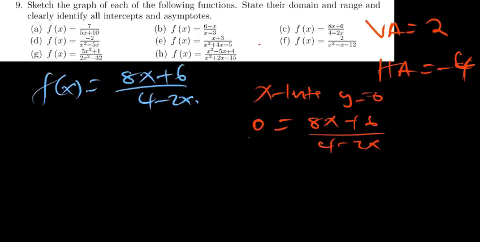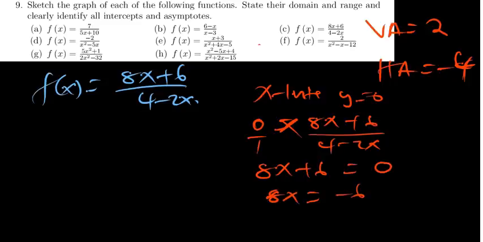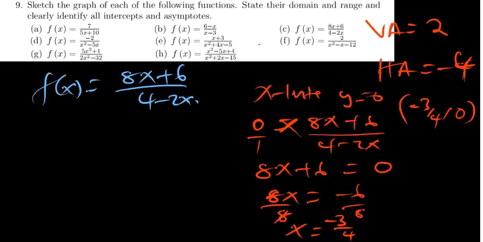I divide here by 1, then I cross multiply. Now from here I can see that I'm going to have 8x plus 6 is equal to 0 times everything here, which is 0. So it's going to be 8x is equal to negative 6. Then I divide by 8, I divide by 8, x will be equal to negative 3 over 4. So when x is negative 3 over 4, y is 0. That is my x-intercept. I go to the y-intercept.